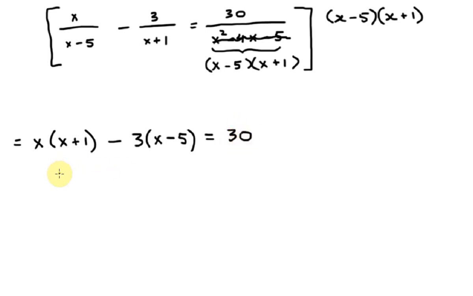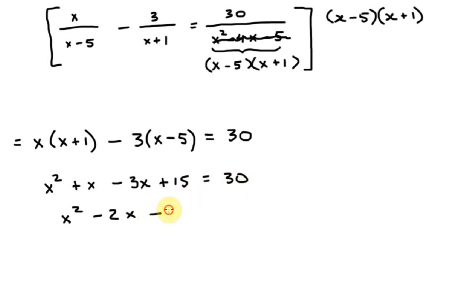All right, so now, next thing I got to do is expand out my bracket. So I'm going to have x squared and plus x. Then I have minus 3x and plus 15. Okay, so far so good, and then there's 30. And so let's see if we combine some like terms here. X squared minus 2x. And let's bring that 30 over to this side. So I'm going to minus 30 from both sides. So this actually becomes minus 15.